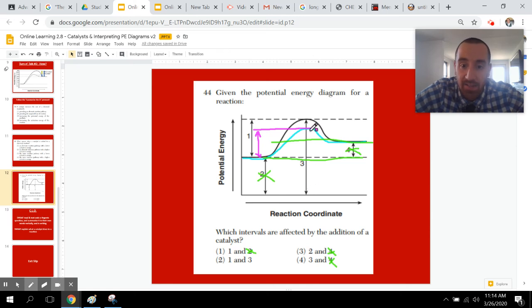Instead of going from the x-axis to the very top of the peak, now it doesn't need to go as high because the activated complex is not as high. So arrow 3, which we don't talk about as much, is the potential energy for the activated complex. So arrow number 3 would change as well. So it's arrows 1 and 3 that would change. All right, so that was a tough question.